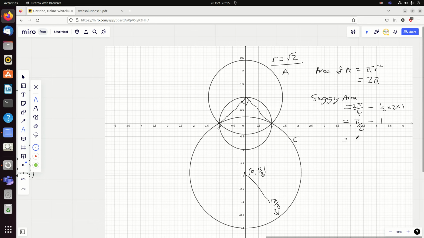Let's just write that underneath a bit clearer. Pi over 2 minus 1. That's the segment area. Now, that's not that bad, and that's the hardest bit of this part.